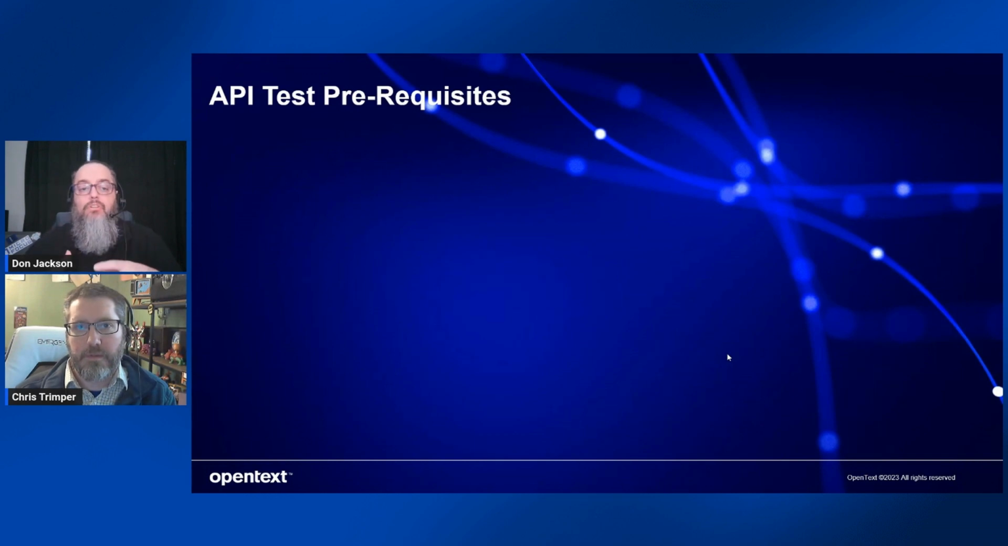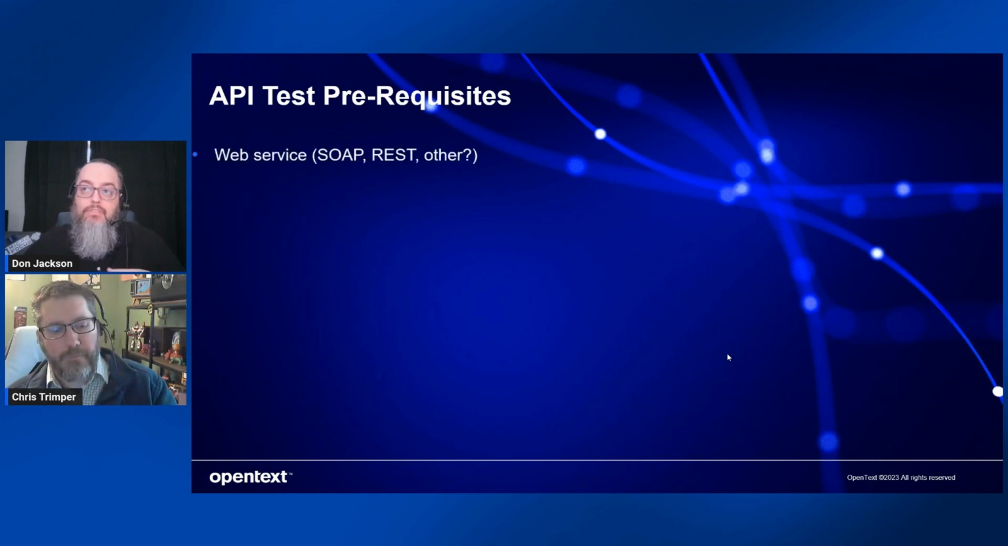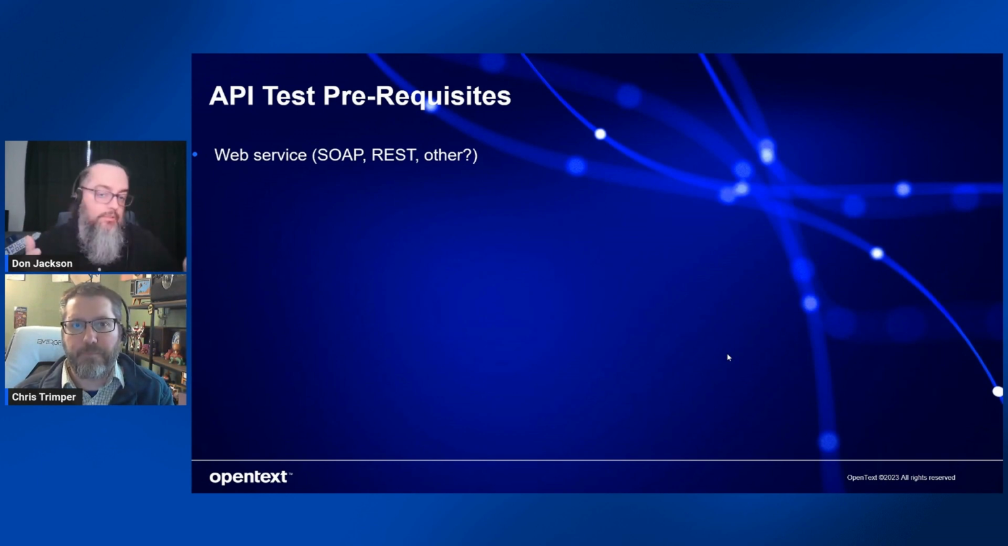So when we drill into API testing, what do you need to be able to be successful to write an API test? The first thing is you have to have the service itself, whether that's the SOAP service, the REST, any other service. SOAP and REST obviously are the most common today. That's why we call those specifically out. You have to have that service available and it has to be there.